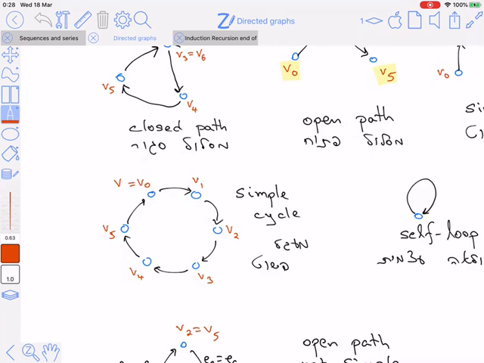Let's look at this example of a simple cycle. We start with V0, we go to V1, V2, V3, V4, V5, and we return to V0. Here, this should be V6. Very good.